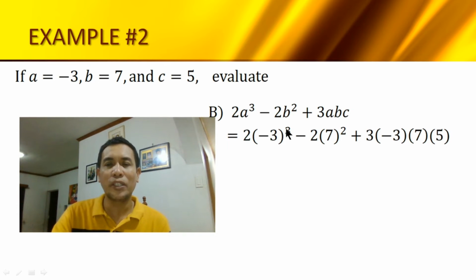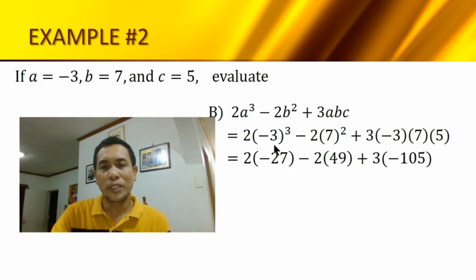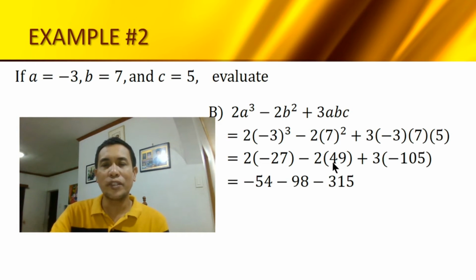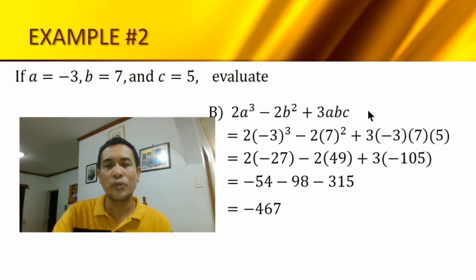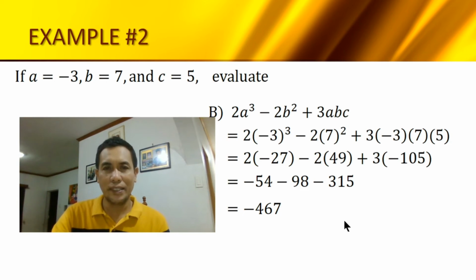Of course, negative 3 cubed, that's negative 27. So we have 2 times negative 27, 7 squared, that's 49 times negative 2 plus 5 times 7 times negative 3, that's negative 105. Then simplify, we have 2 times negative 27, that's negative 54. 2 times 49, that's negative 98. Plus 3 times negative 105, that's negative 315. So we have to combine this. The total is negative 467. So meaning, this algebraic expression equals negative 467. Okay? Alright, let's go to example number 3.